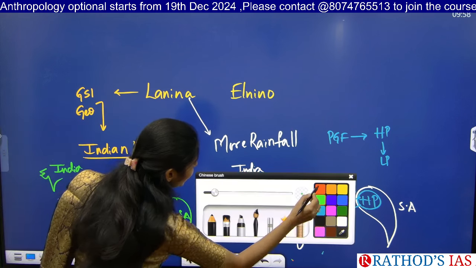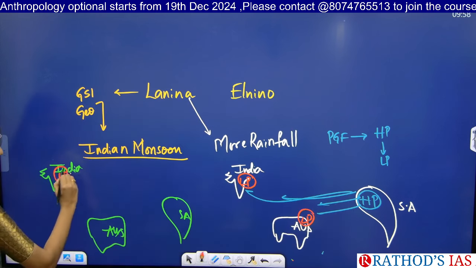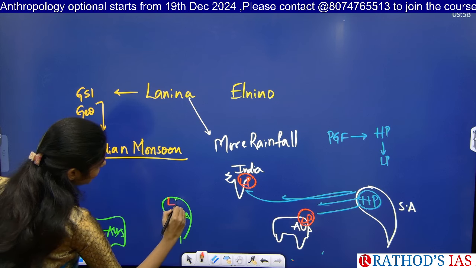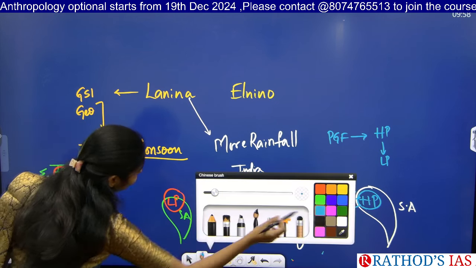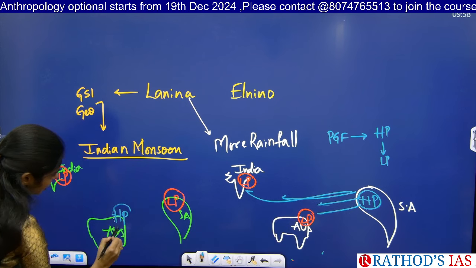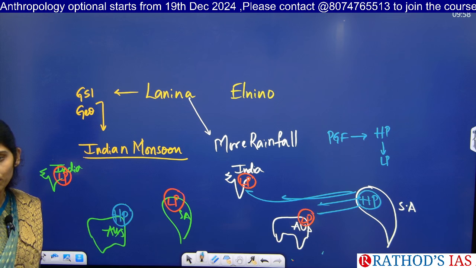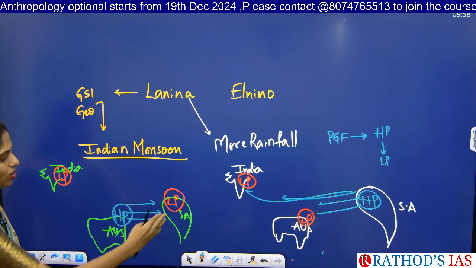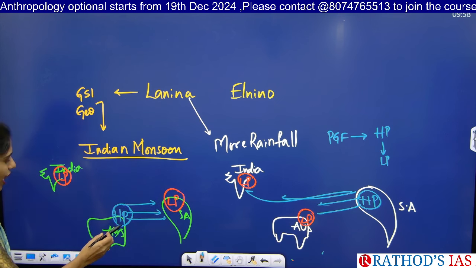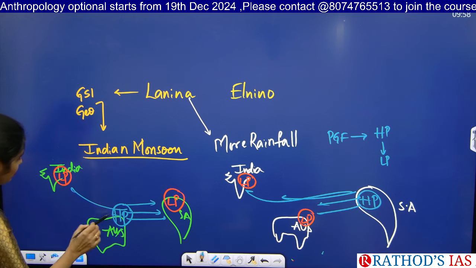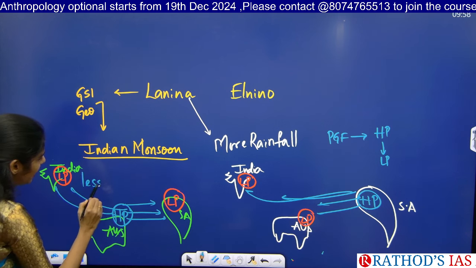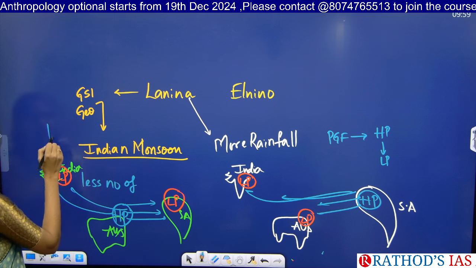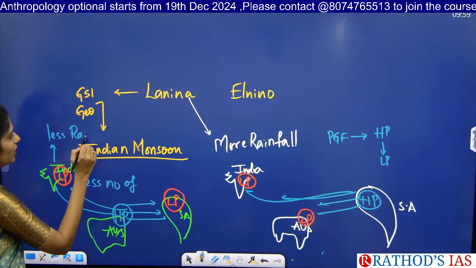So what happens in this El Nino? Same, here we have low pressure, but between Australia and South America there will be changes. Instead of high pressure here we have low pressure, and we will be having high pressure on the coast of Australia. So according to PGF, wind will be moving from high pressure to low pressure. So wind will be starting like this from Australia to South America. Here we have high pressure and here we have low pressure. Again winds will be moving like this, but we will be attracting very less moisture-laden winds, so that we will be having less rainfall during this El Nino.